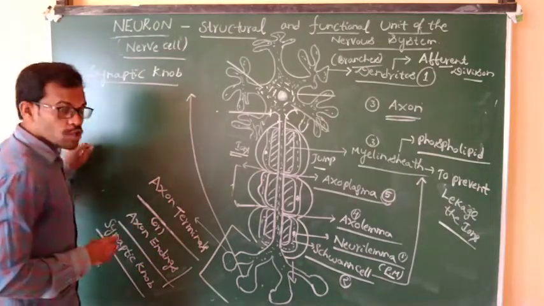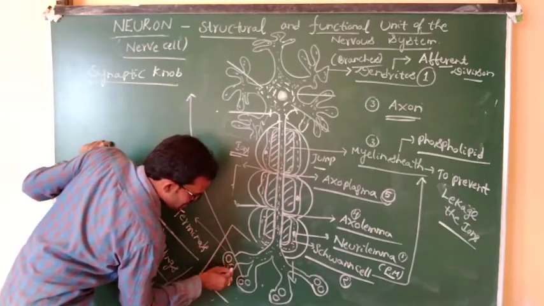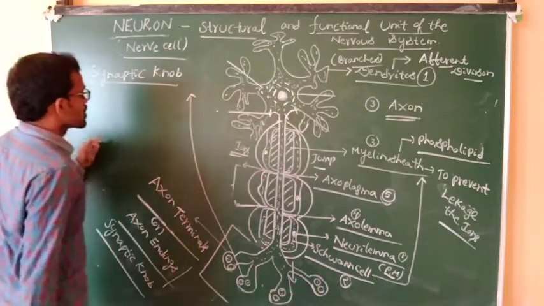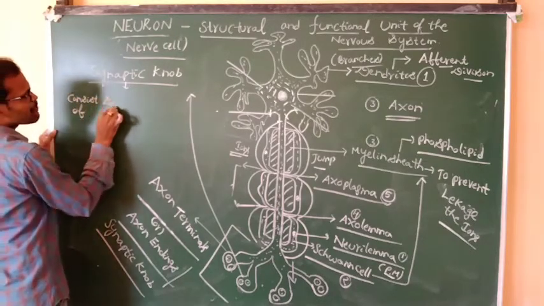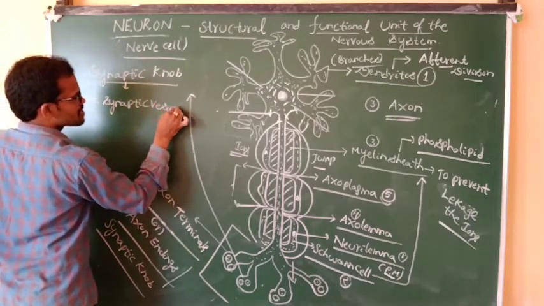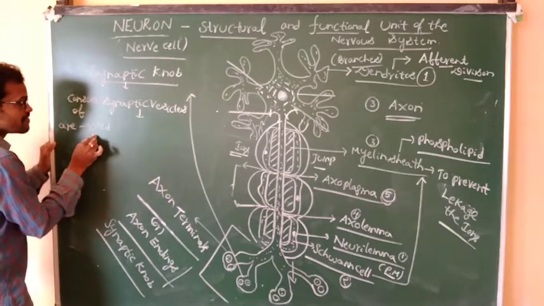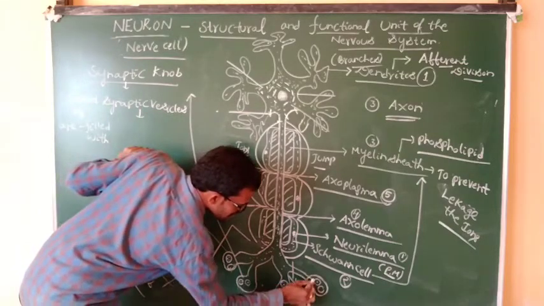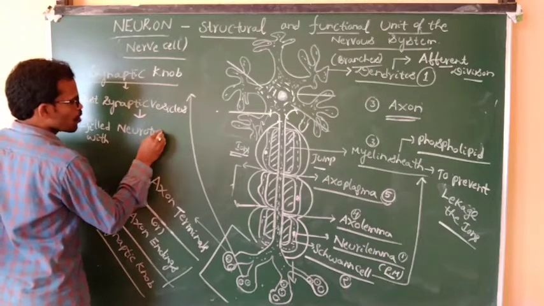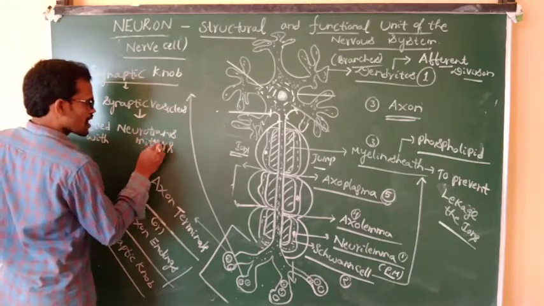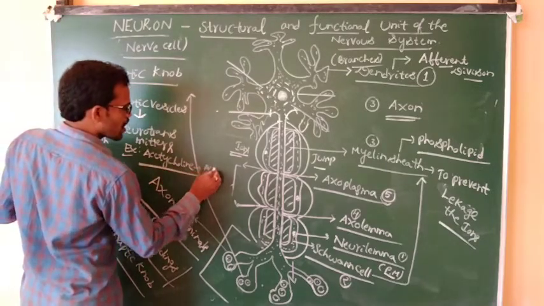These synaptic knobs consist of synaptic vesicles. These synaptic vesicles are filled with neurotransmitters. Example: acetylcholine, the neurotransmitter.